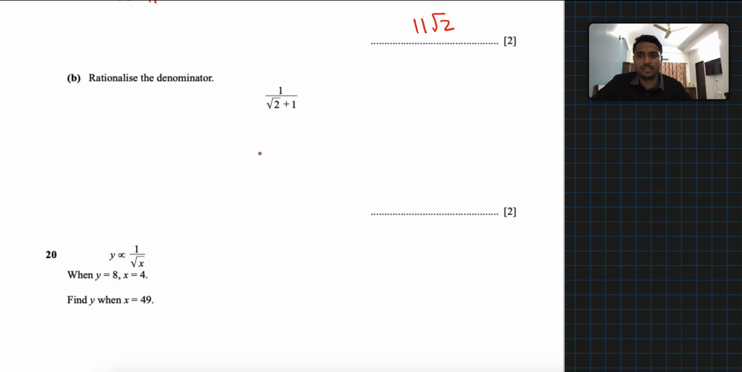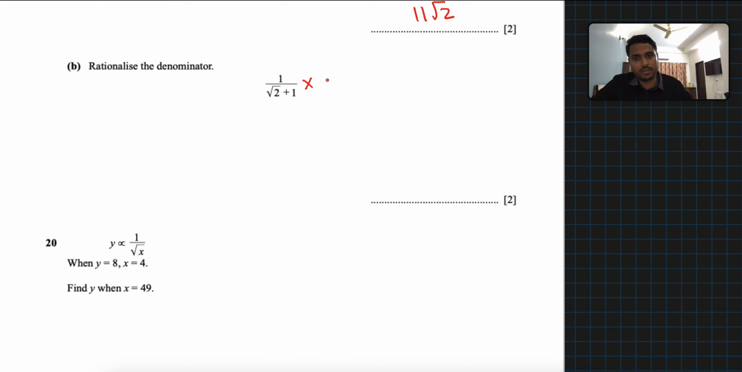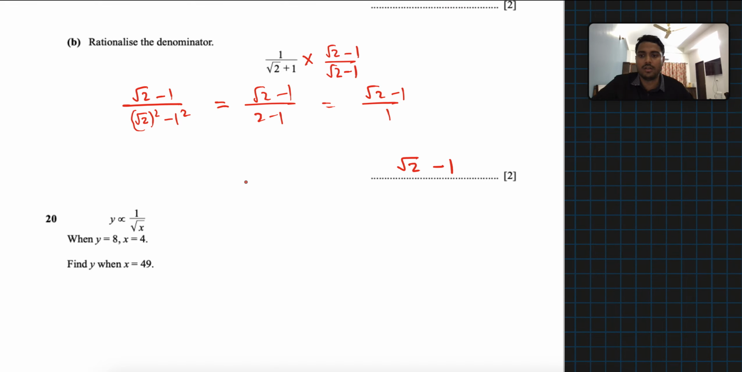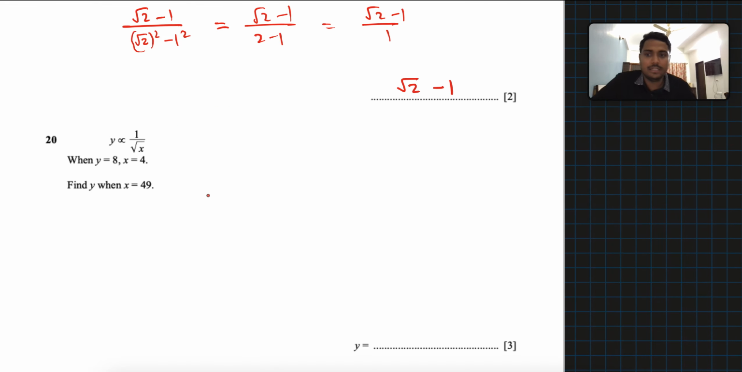Let's move on to part B. It says rationalize the denominator. So to rationalize the denominator, multiply by root 2 minus 1 over root 2 minus 1. So in the numerator we have root 2 minus 1, in the denominator we have (a plus b)(a minus b), that is a squared minus b squared. So we can write root 2 whole squared minus 1 squared, which equals root 2 minus 1 over 2 minus 1, that is root 2 minus 1 over 1. So the final answer is going to be root 2 minus 1. Yeah, that's it. Moving on to question number 20.